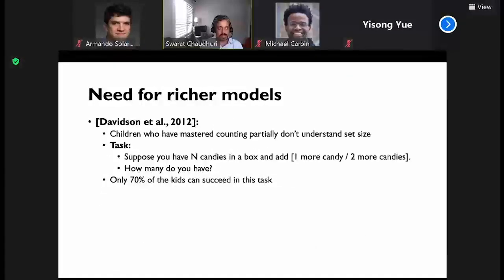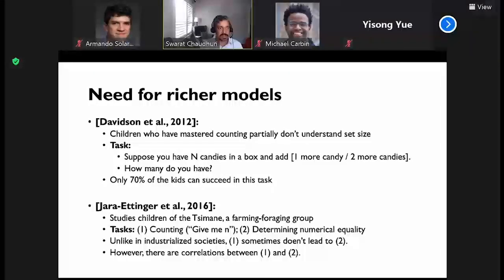So I'll just say that I said just a few seconds ago that even counting is not fully explained. Here are just a couple of examples. It seems like children who have mastered counting partially do not understand set size. And some of them do, some of them don't. And presumably more complicated models would be helpful in explaining this kind of phenomenon.